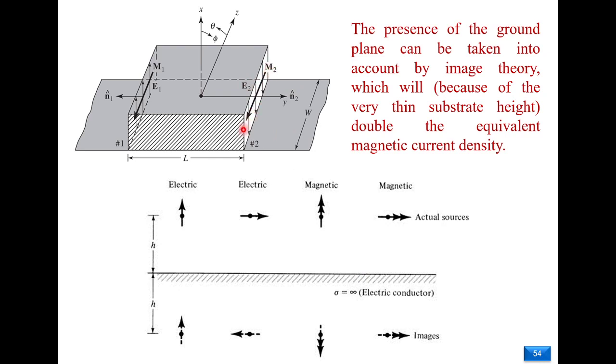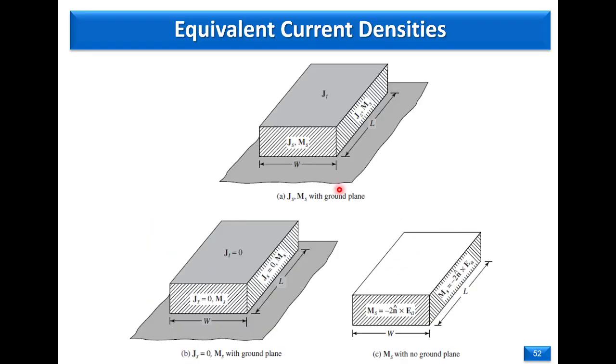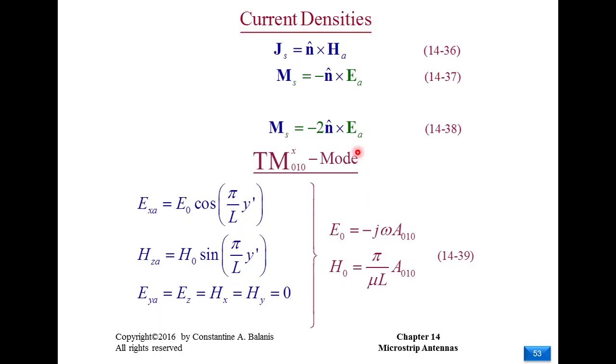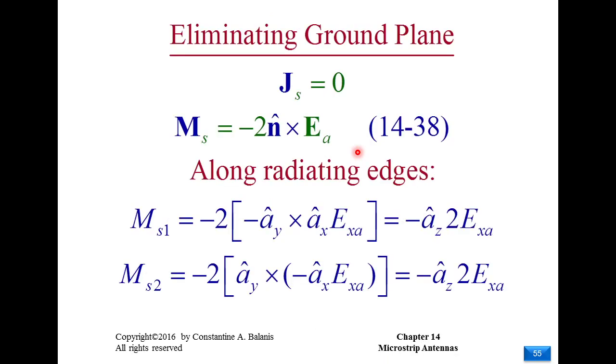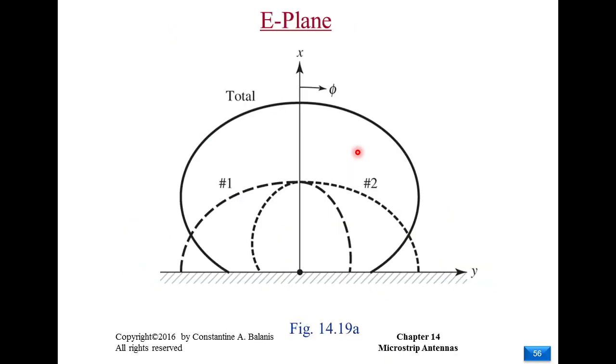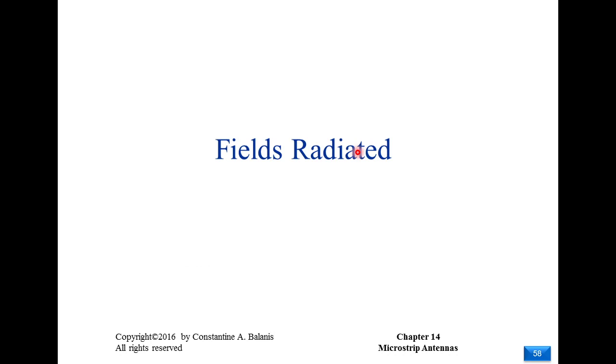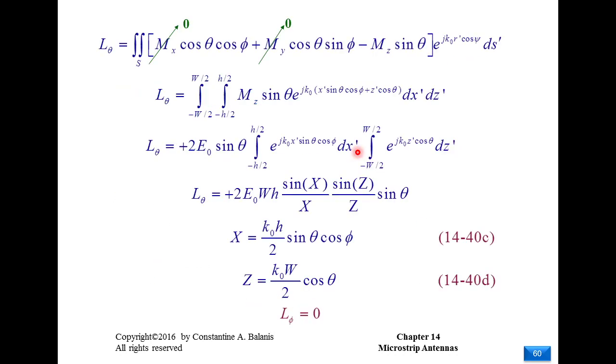We have M2 on this slot and this slot, and we have a conducting reference plane, so it doubles the magnetic field, and that's why we have this two, because we take the ground plane effect into consideration. So the remaining is mathematical clarification on how this is happening and how the radiation pattern looks like, and so on and so forth.